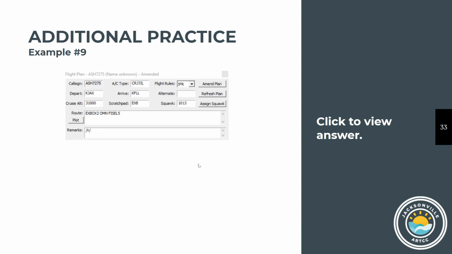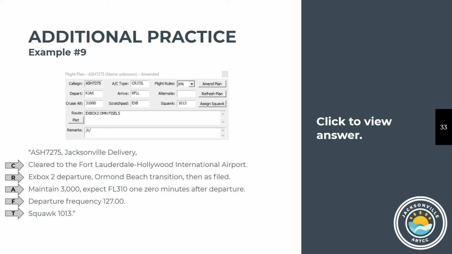So next one, number 9. And we're back. I think that's Ashland. I really don't know what ASH stands for. So Alpha Sierra Hotel 7275 Jacksonville delivery. Cleared to the Fort Lauderdale Hollywood International Airport by the Xbox 2 departure, Ormond Beach transition, then as filed. Maintain 3000. Expect flight level 310 minutes after departure. Departure frequency 127.0. Squawk 1013.